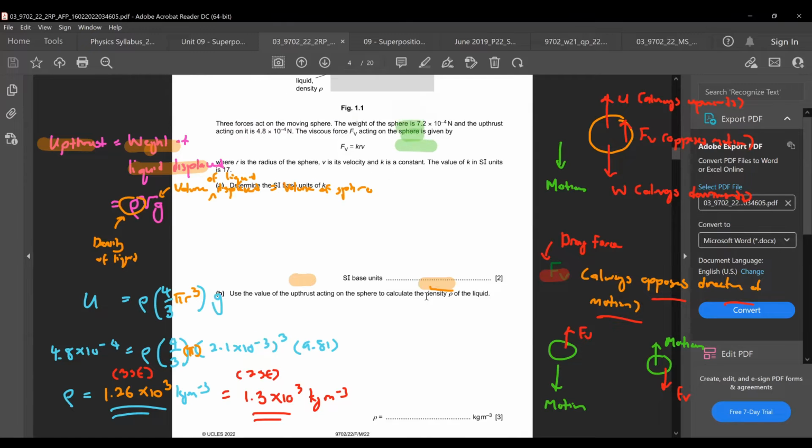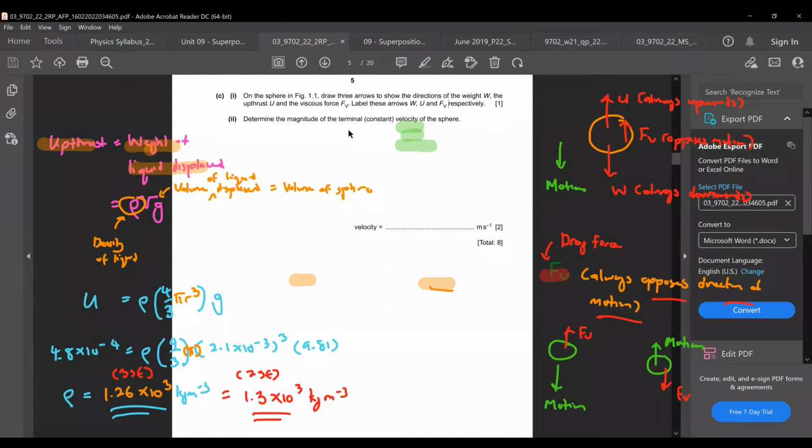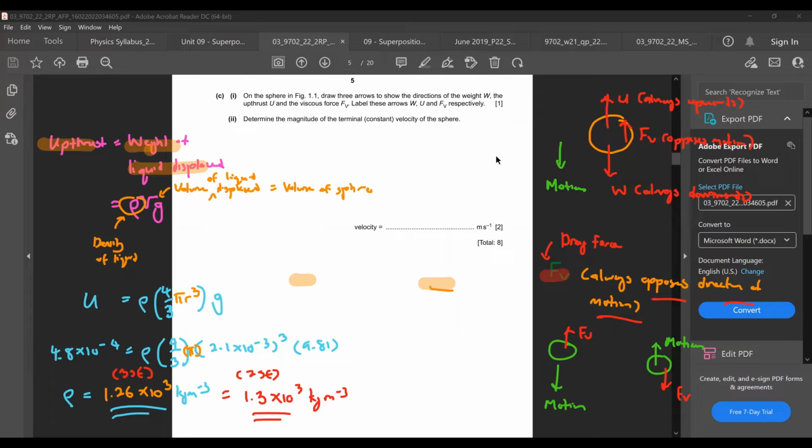And then you get your 1 mark already. Okay, then from here, determine the magnitude of the terminal constant velocity of the sphere. So this one here kind of relates to another separate part of your chapter. They ask you to determine the terminal velocity of the sphere.